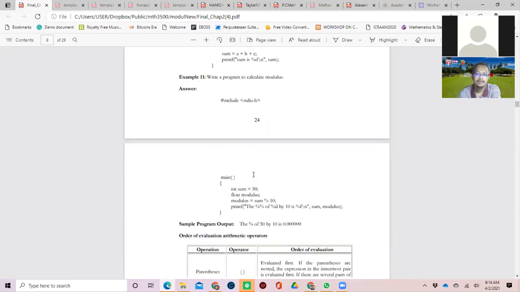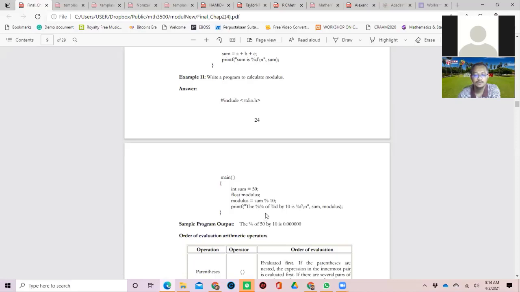Now the next example. What is different in this example? We look here: sum is 50, then a float modulus, and modulus equal to sum modulus 10. So 50 modulus 10 is 0.